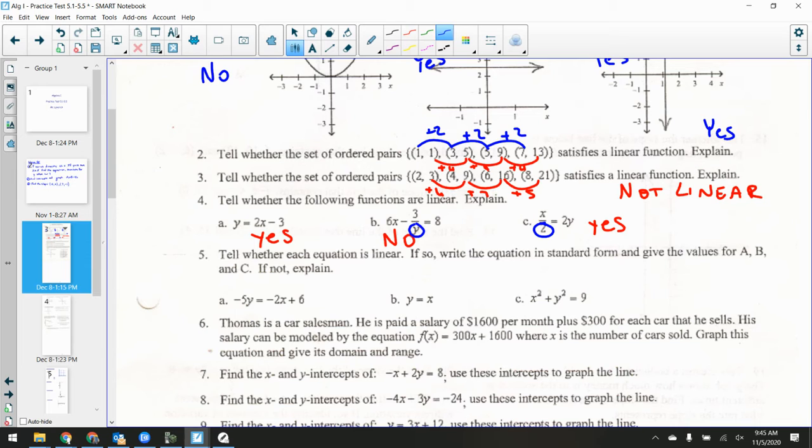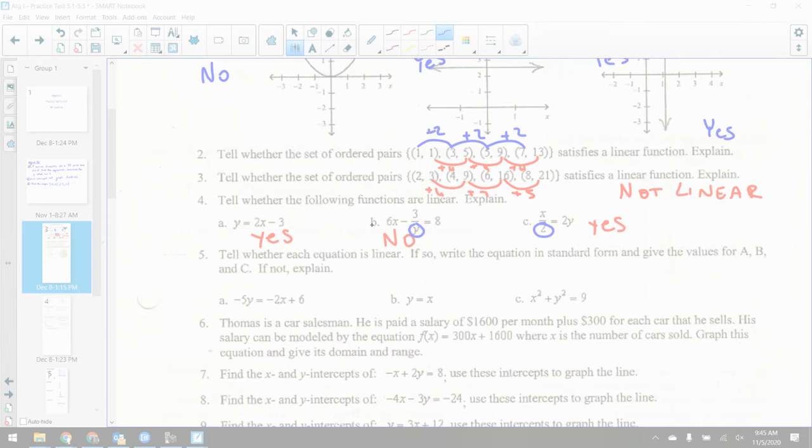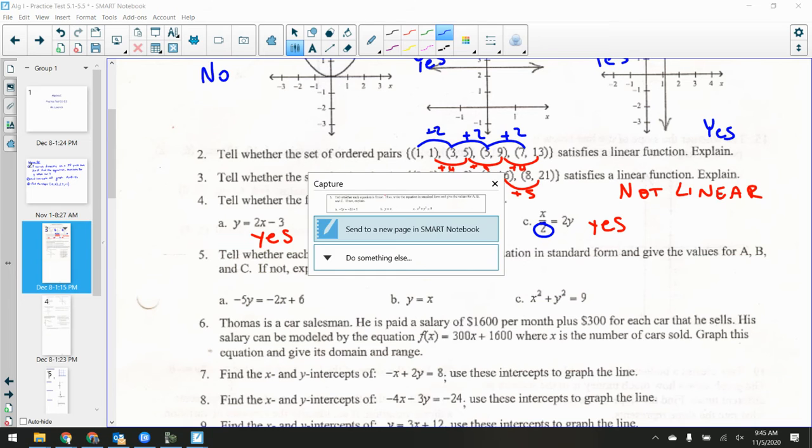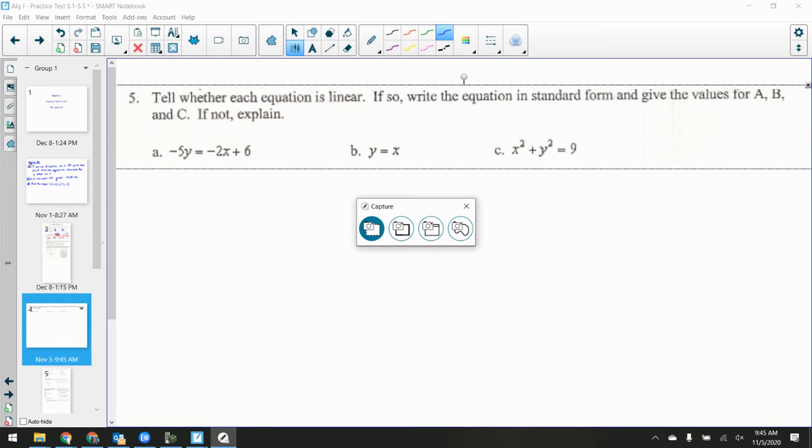All right, I am going to do number 5 here. Nobody had to do 5, correct? Let's skip over that one. All right, so number 5. Tell whether each equation is linear. If so, write it in standard form. Remember, standard form is ax plus by equals c.